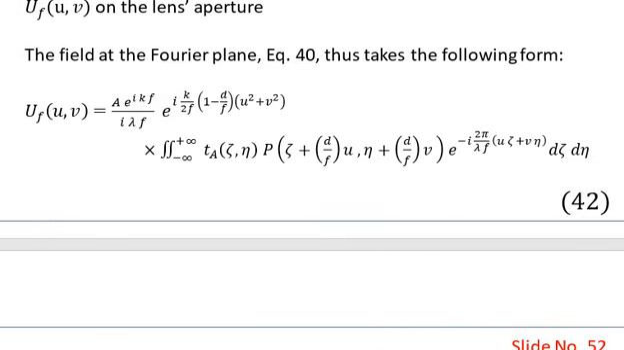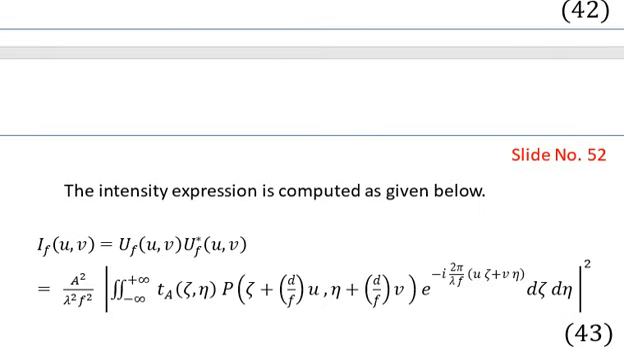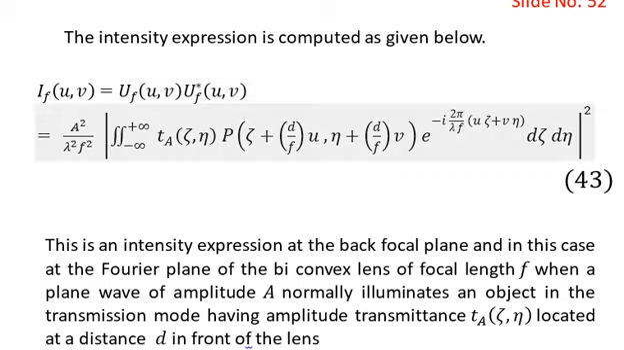So you can see that the pupil function has been inserted as a function of zeta and eta, and also as a function of u and v, and there are geometrical parameters d over f on both the coordinates. So you see that now this provides full information and also has limited the size of the pupil function. The intensity expression is computed by multiplying U_f by its complex conjugate. So you see that in equation number 43 we have the final result.